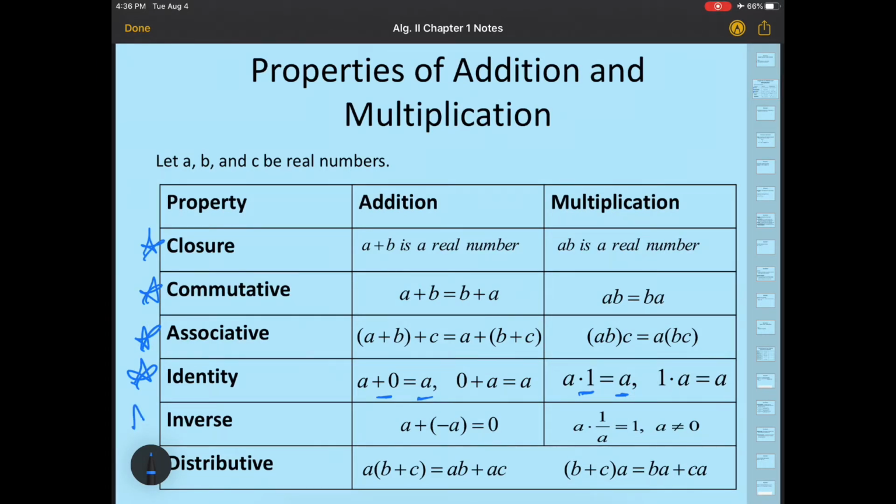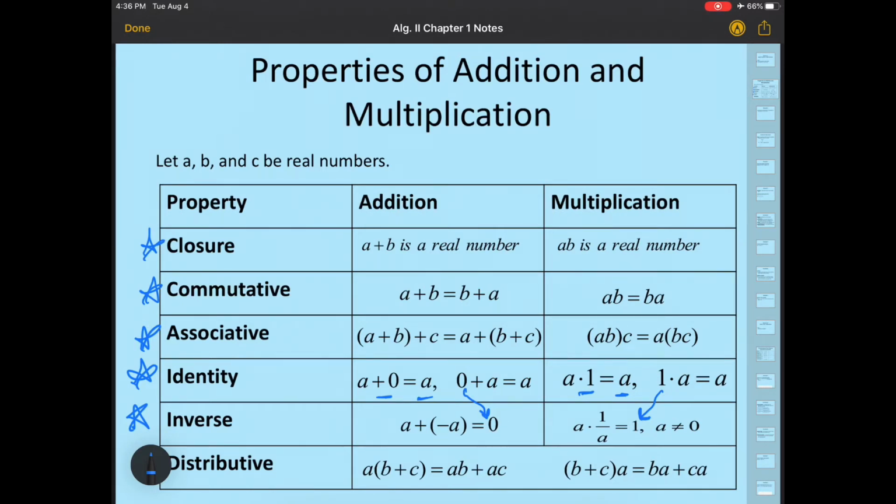It kind of goes hand in hand with the inverse. It tells me, well, if I have a number and I add its inverse, I'm going to get back to that identity. Okay, that's the goal with the inverse. Same thing over here with the multiplication side of it. If I multiply by the inverse, I'm getting back to that identity, which in this case, under multiplication, is 1. So our goal is to get back to the identity when we multiply by an inverse.